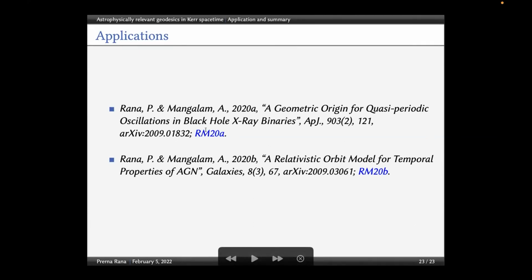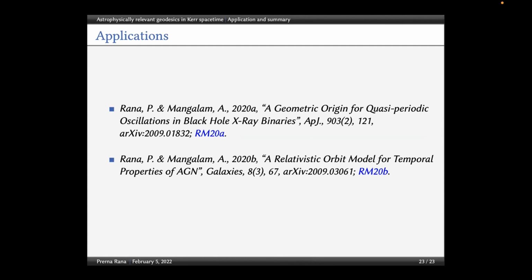Amitabh has a question. Thank you, Prerna, for a very nice talk. One of the first things you mentioned was the connection to extreme mass ratio inspirals. In that context, one needs to study the motion of a spinning particle, which does not follow the geodesic equation exactly, this MPD equation.